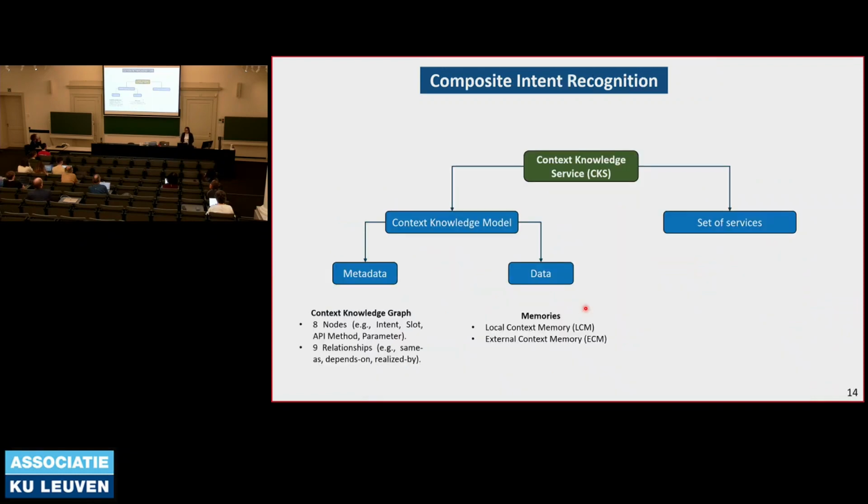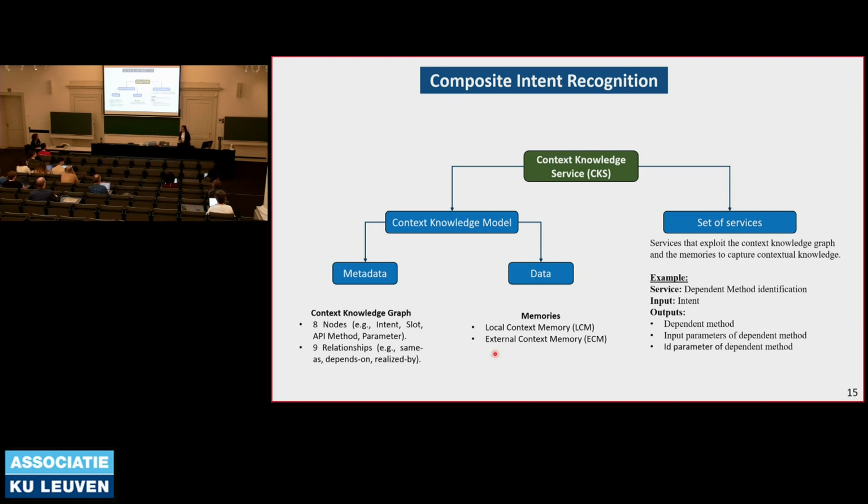In addition to this graph, there are 2 memories. There is a local context memory. This local context memory keeps track of all information related to user fulfillment during the conversation. For example, it keeps track of user utterances, intents, API method calls, along with their timestamps, inputs, outputs, etc. For the external memory, it keeps track of entity mentions in user utterances. And in addition to this, it keeps track of all information extracted by external services.